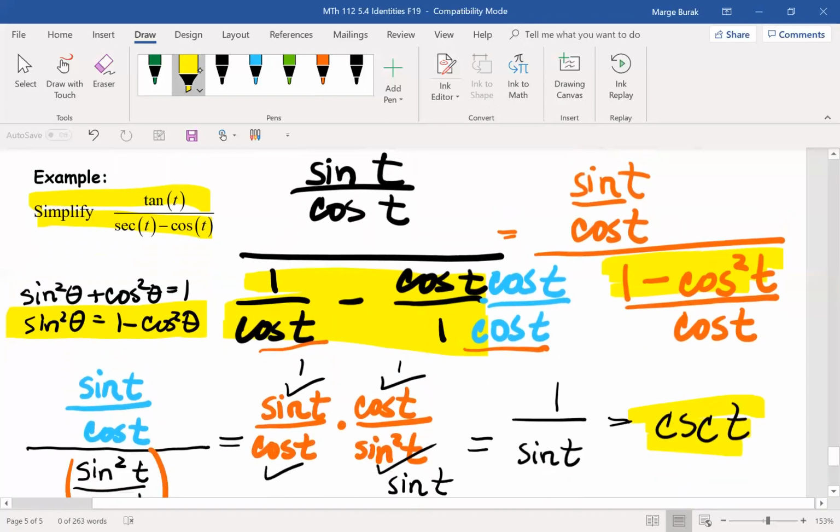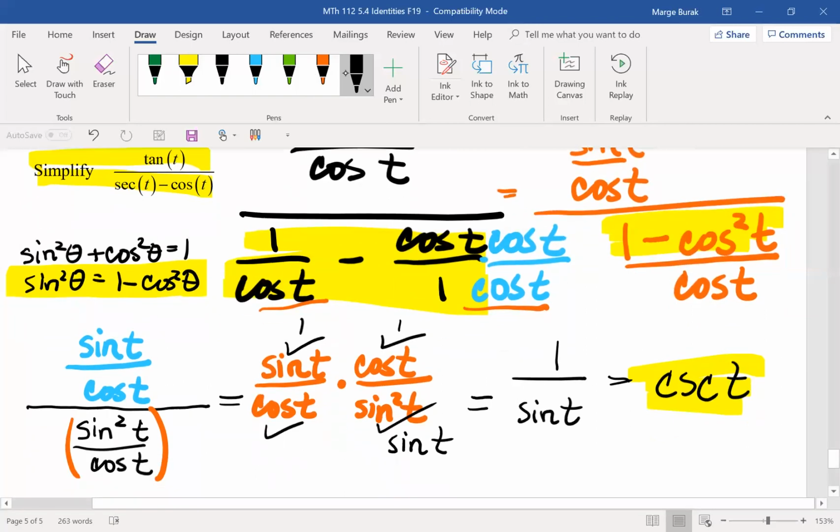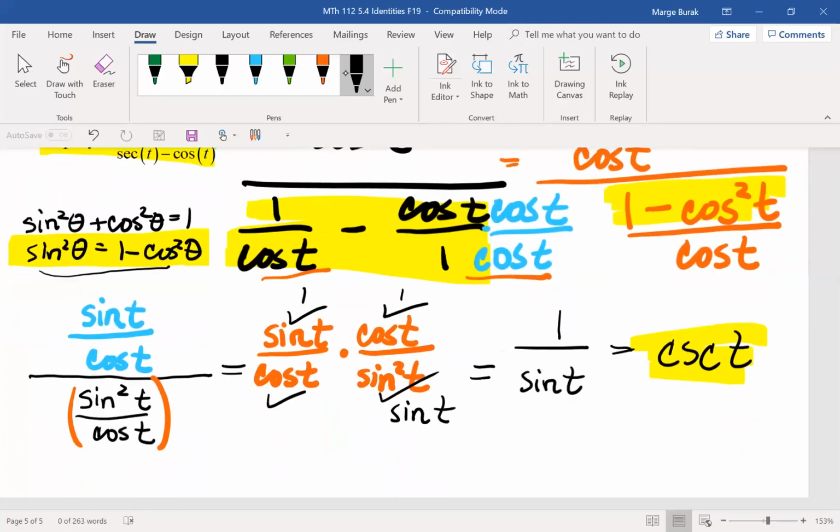Okay, that was a lot of work. So again, the steps were change it to sines and cosines, get a common denominator, times by the reciprocal, make a Pythagorean substitution right here, then times by the reciprocal and cancel out.